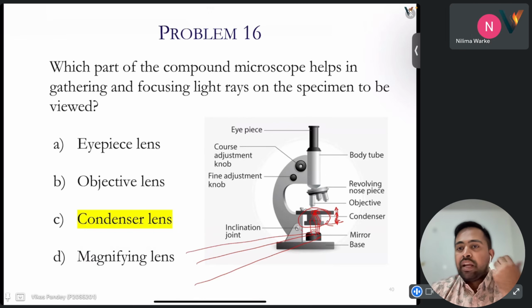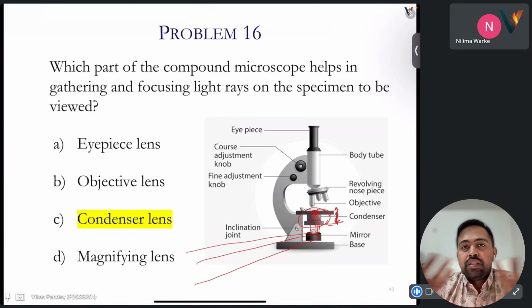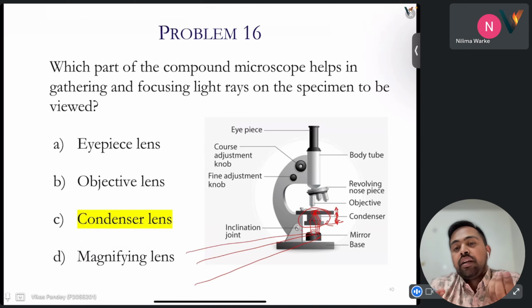It has no role in magnification. It will not magnify our image, but it will help us see it clearer. We are talking about all these things in resolution, but what you will see and perceive also depends on the intensity of the light. If it is dispersed, even though we have good numerical aperture and everything, we might not be able to see things clearly. So what the condenser does is increase the intensity of the light that we are seeing through.